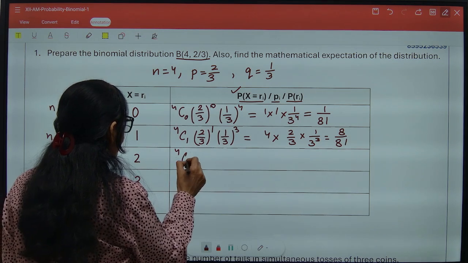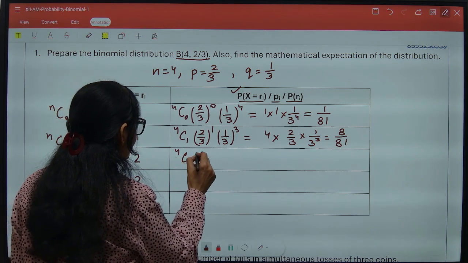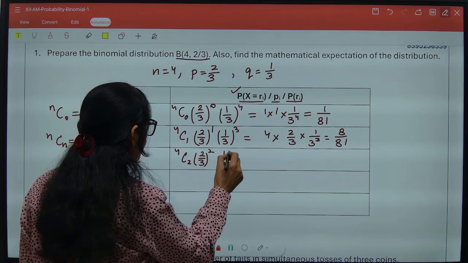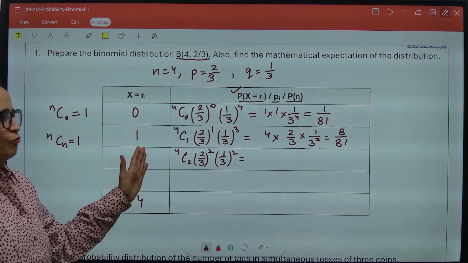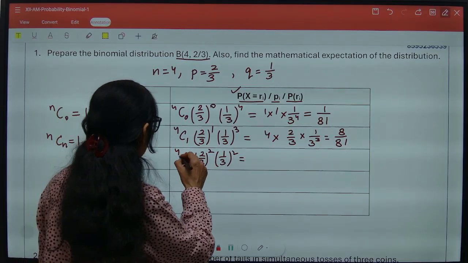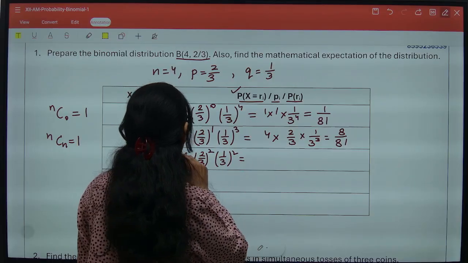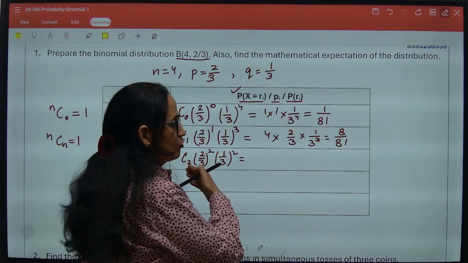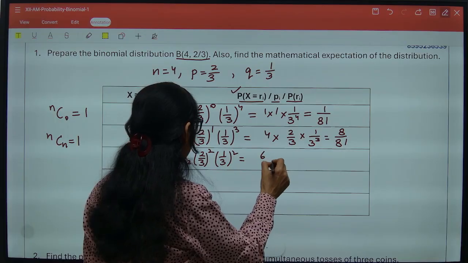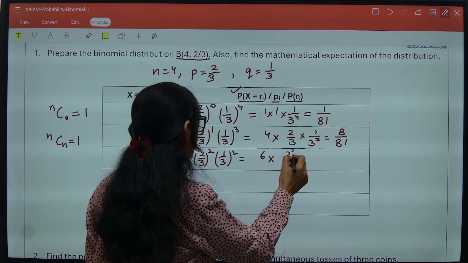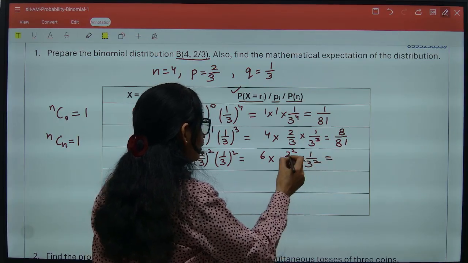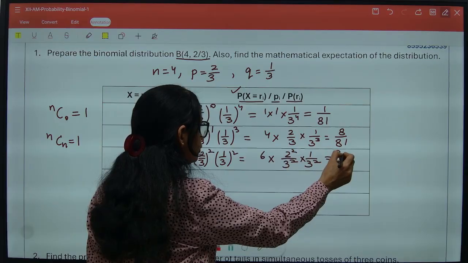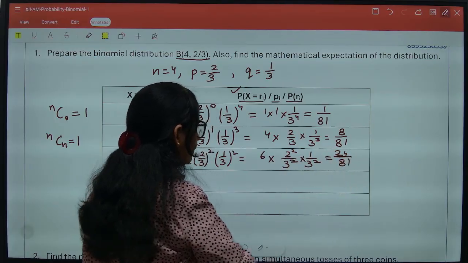Now next is 4C2, (2/3) to the power 2 and (1/3) whole square. So how much is 4C2? 4 into 3 is 12, 12 by 2 is going to be 6. So it is 6 into 2 square by 3 square into 1 by 3 square. 2 square is 4, 6 4s are 24. So it is 24 by 81.